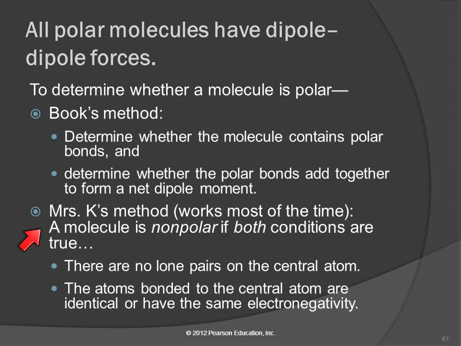You do have to be able to consider the Lewis structure. But a molecule is nonpolar if both of these things are true. They both have to be true. No lone pairs on the central atom, and the atoms bonded to the central atom are either all the same or they have the same electronegativity. Most of the time, they'll just be the same or different.